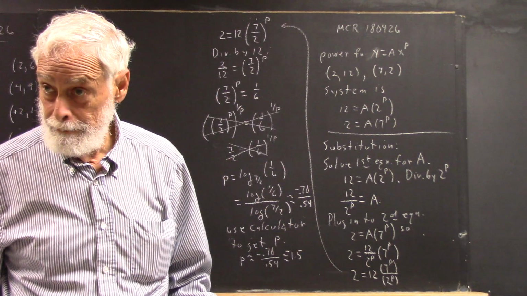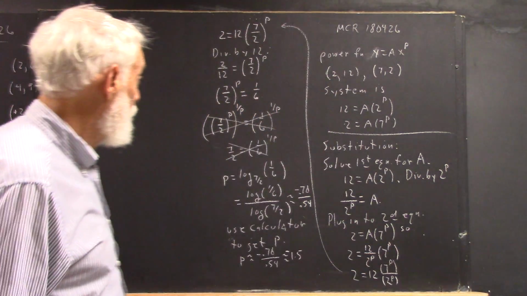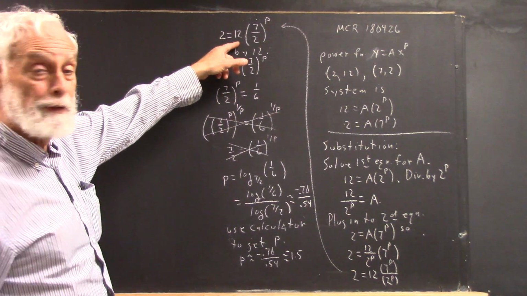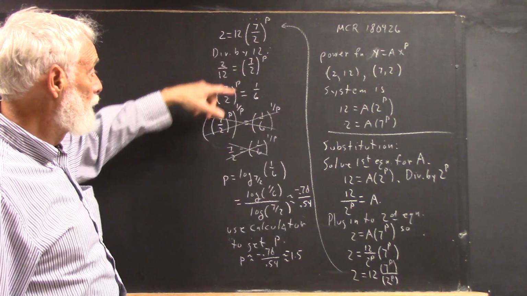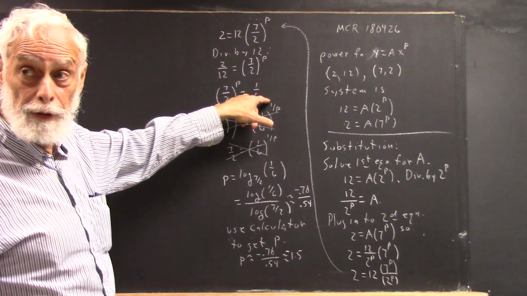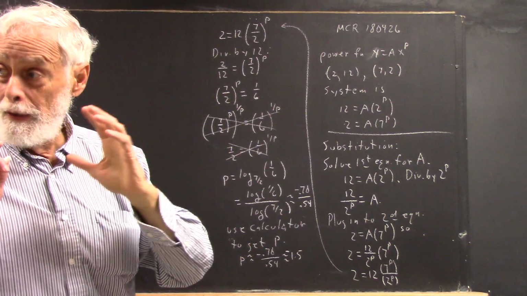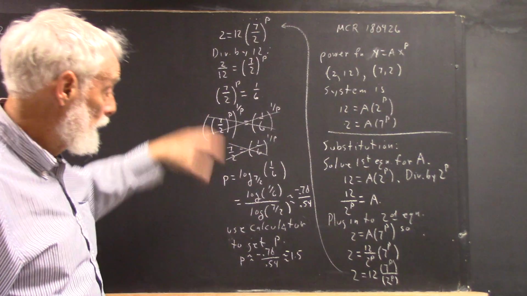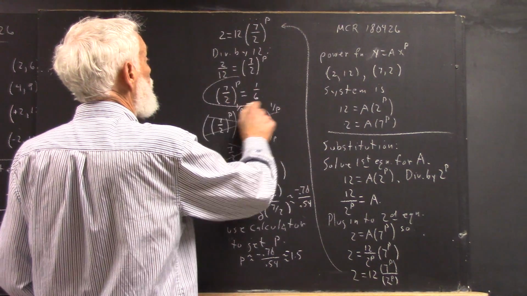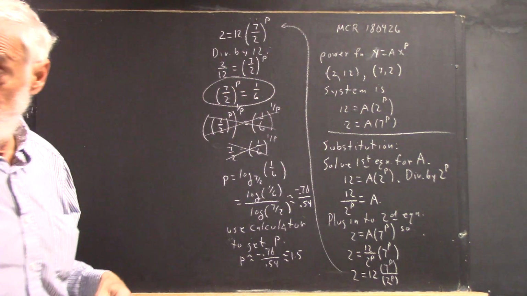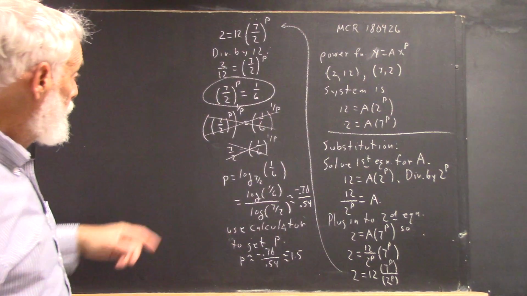We rearrange that equation using the laws of exponents, and we get this. And then we divide both sides by 12, and we end up with this equation. Okay? If you don't understand the details of that, and you might have some trouble with that, check the videos from the MCR, or check what we've done in class. Just application of the laws of exponents. Okay, so we get this.